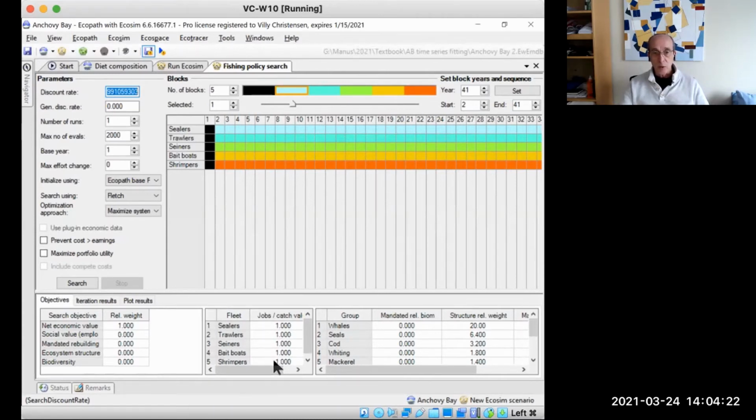Maybe the shrimp trawlers have a high value, but relatively few jobs. They don't need that many boats on those trawlers compared to some of the other boats. So you can have that kind of thing entering into it.